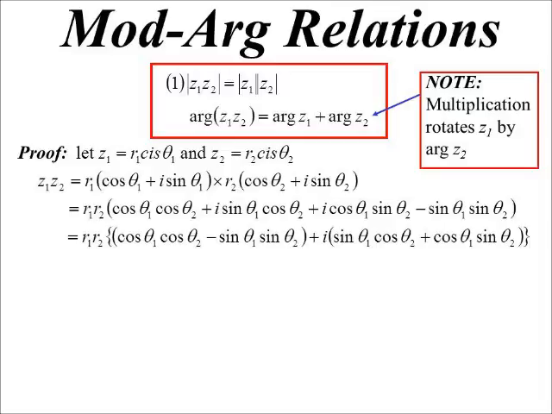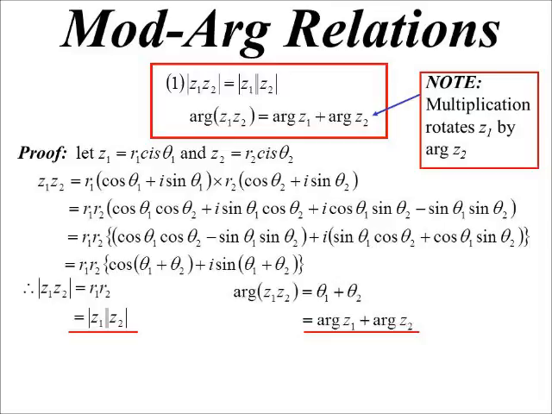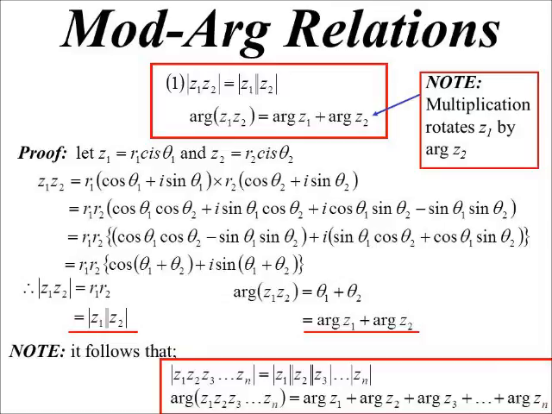And then for the imaginary part, I get sine cos plus cos sine, and the other one, sine cos plus cos sine. So we've got cos of theta 1 plus theta 2, plus i sine of theta 1 plus theta 2, which proves that when we multiply, we add the arguments together. How cool is that? Of course, it follows that if we have several things multiplied, we do each bit individually for the modulus, but for the argument, we'd be adding each bit individually.